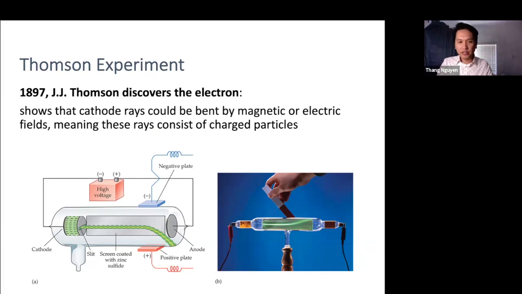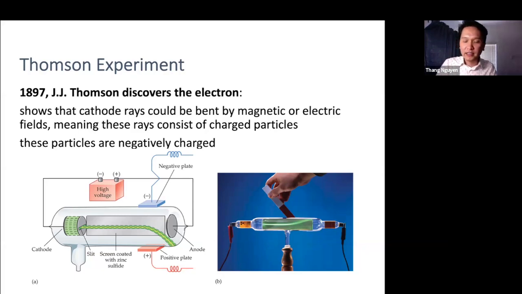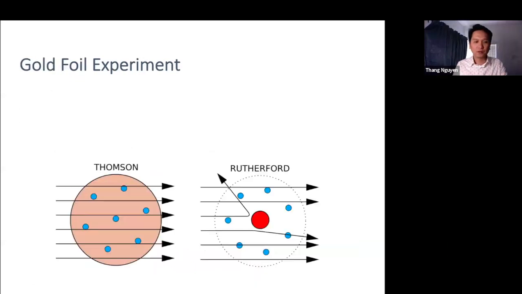Again, it shows that he could bend these cathode rays, meaning that these rays consist of charged particles. And these charged particles were discovered to be negatively charged. So these electrons they discovered are negatively charged. That's the first component of the atom, right?